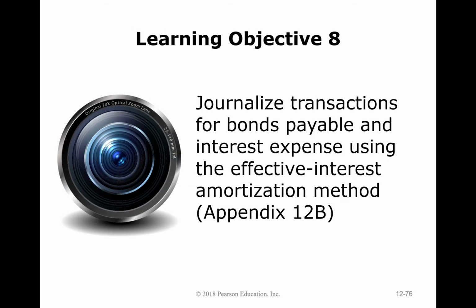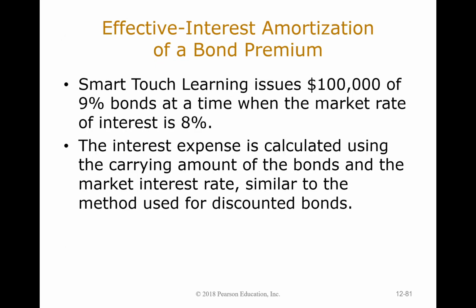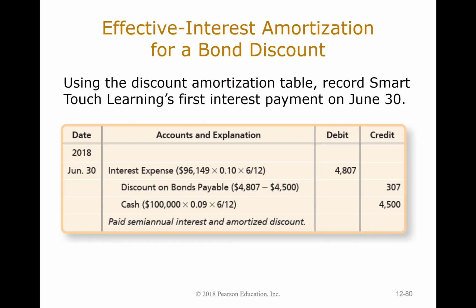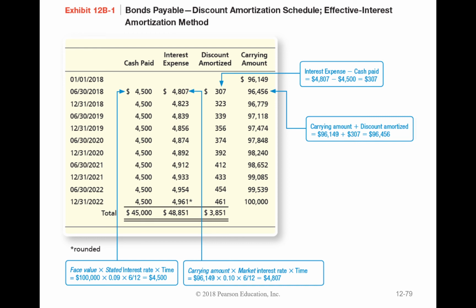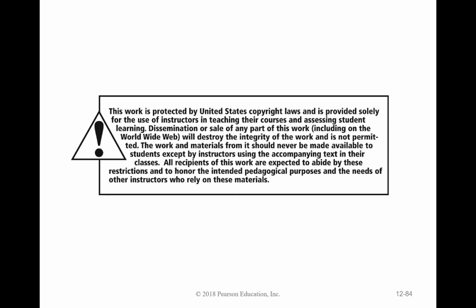When we journalize transactions for these, we may look at the effective interest amortization method. This is something that I'll do in a video, because talking about it is going to be a lot more difficult to explain than going through it. So this is the PowerPoint for Chapter 12. Don't get frustrated over this chapter. This is a difficult concept to master, but once you get it, you'll see that it really is kind of an easy thing to calculate.